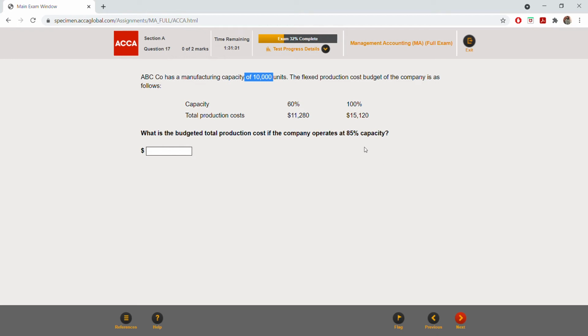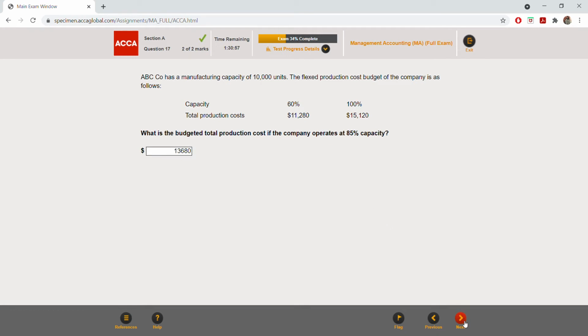85% capacity means 10,000 units is the capacity. Out of that, if you take 85%, it will be 8,500 units. That 8,500 units multiplied by the variable cost per unit, which we got previously as 0.96. From that you add what? You have to add 5520. Why? Because 5520 is the fixed cost at the highest output level. You have to add that together. Total production cost at 85% capacity will be 13,680. So the answer is 13,680.